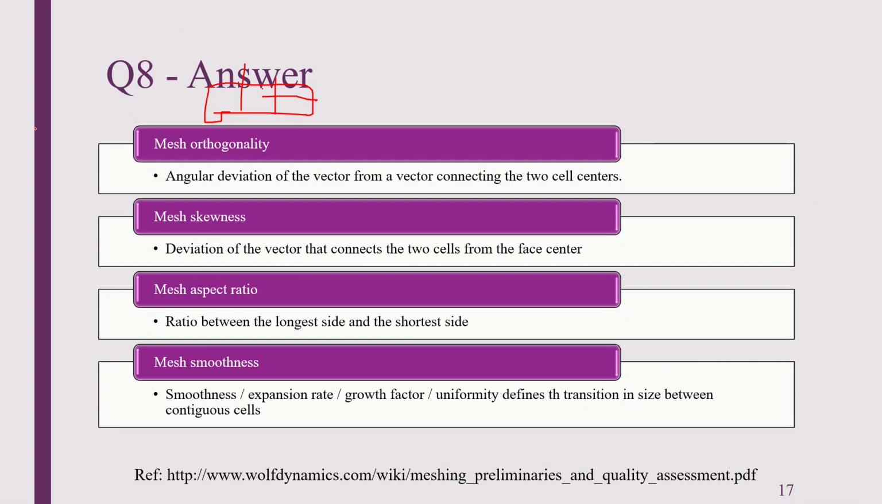And mesh smoothness is the uniformity. It is also known as expansion rate or growth factor. It defines a transition in size between contiguous cells. So for example, we have cells divided like this, and as we can see, the cell size is increasing in the subsequent cells. So how smooth it is, or the growth factor or the expansion ratio, denotes the transition in size from one cell to another. That is known as mesh smoothness.